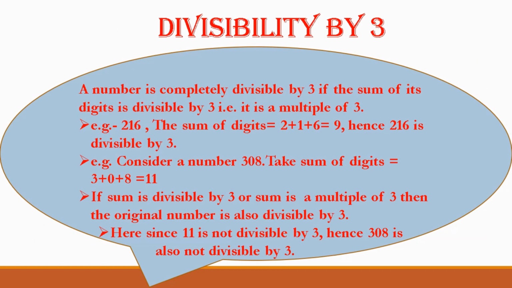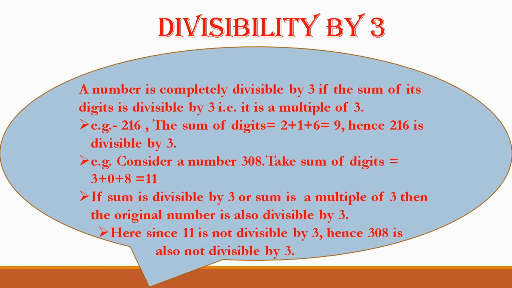Divisibility rule by 3. The divisibility rule for 3 states that a number is completely divisible by 3 if the sum of its digits is divisible by 3. That is, it is a multiple of 3. Let us consider one number, 216. Now first take the sum of the digits, that is 2 plus 1 plus 6, which equals 9. Now check whether the sum is divisible by 3 or not. Now 9 is divisible by 3 and it's a multiple of 3, therefore 216 is divisible by 3.